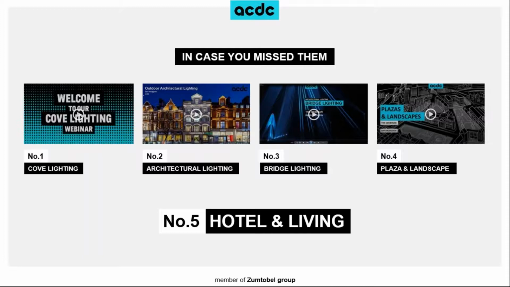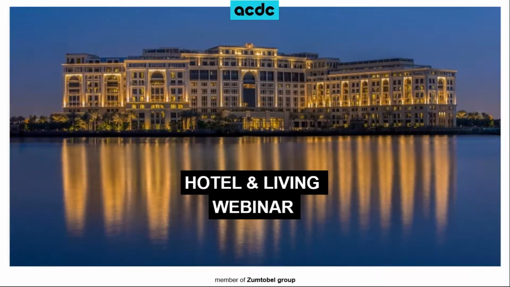The third one was on bridges. Again, what are those reasons and why and where and how, what should we be thinking about? And then the last one we did at the end of last year focused on plazas and landscapes. Slightly different approach on that one. It was looking at communities, looking at people, looking at the movement of people, how we can light, why we light in the way that we can, and the impact new technology is having upon how we can change the way we light these spaces. So let's get moving on with hotel and living.